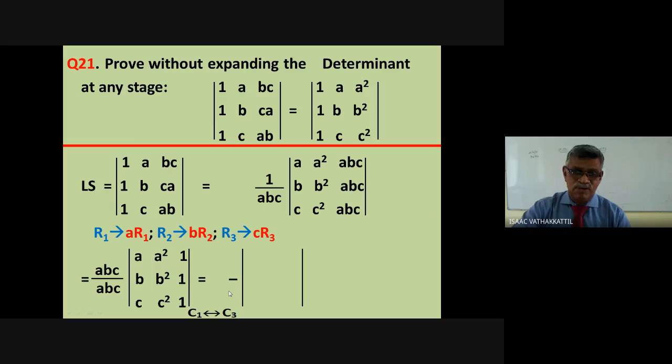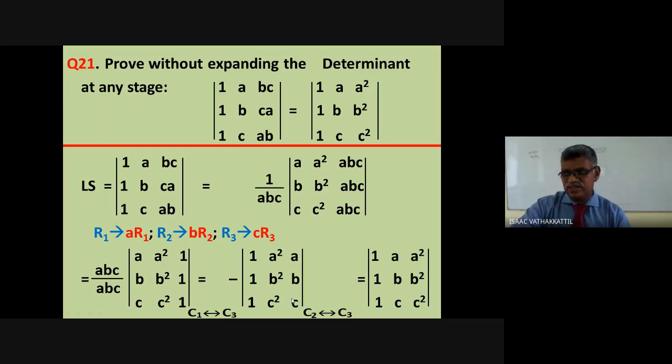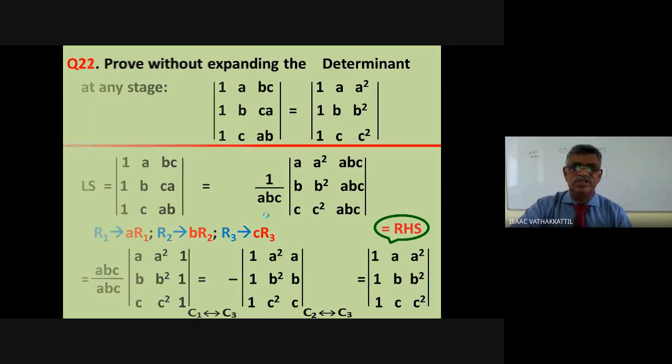That is 1, 1, 1 will be the first column now, A, B, C will be the third column, A squared, B squared, C squared, second. Again, I do one more interchange, which one? Second and third column. So that minus becomes plus. Interchanging second and third column, we get what is on the right side. That is equal to the right side. Getting along? Okay? Learn it carefully. Try to write to yourself.